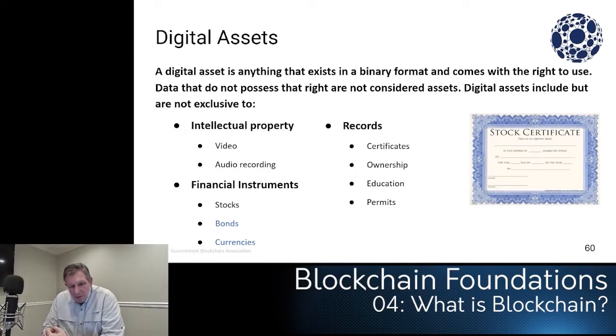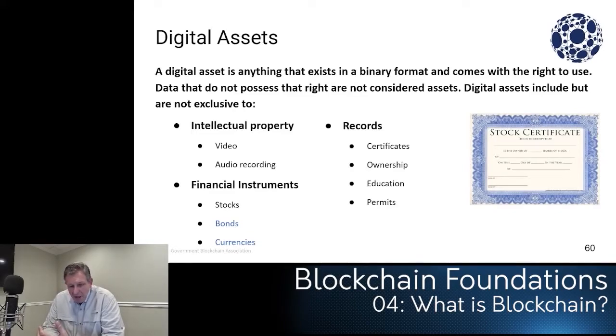All right, and then we referred to this a little while ago, but we'll talk about it one or two more times throughout the course. When we talk about what can go onto a ledger, it can be all kinds of stuff. It can be intellectual property. It can be information about a video or audio recording or artwork. It can be a patent. It can be a book, a writing, anything like that. And all kinds of different financial instruments: stocks, bonds, currencies, tokens. Think of tickets, something with access or usage rights, any kind of record, certificate, ownership, education, permits.